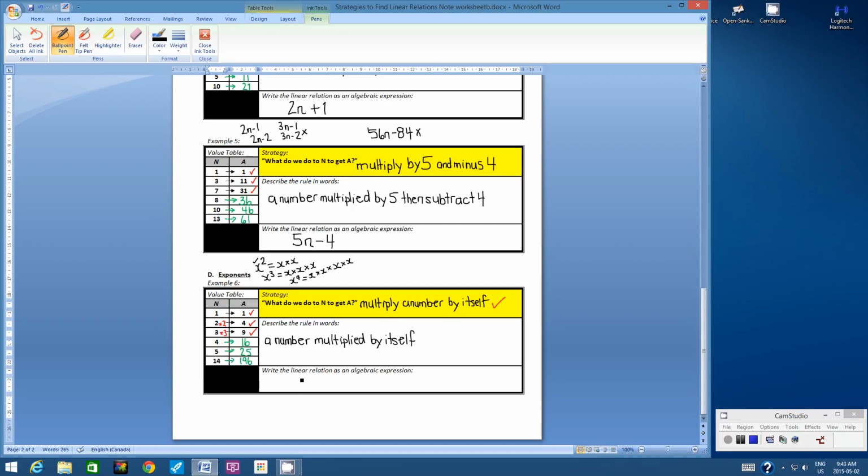All right, so when we write the linear relation as an algebraic expression, our first instinct might be to write it like this, but we can't leave it like that in terms of algebra. It must become n to the power of 2. That's why it's under this section called exponents, n to the power of 2. Okay, so I want you to keep your eye out for these exponents type questions.